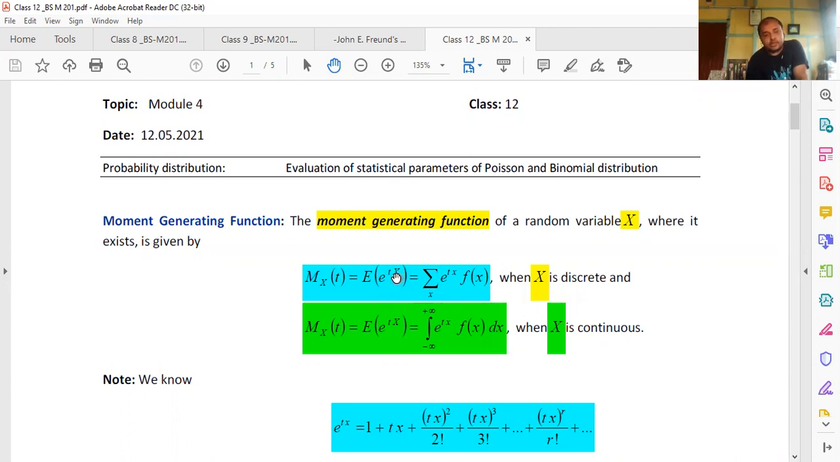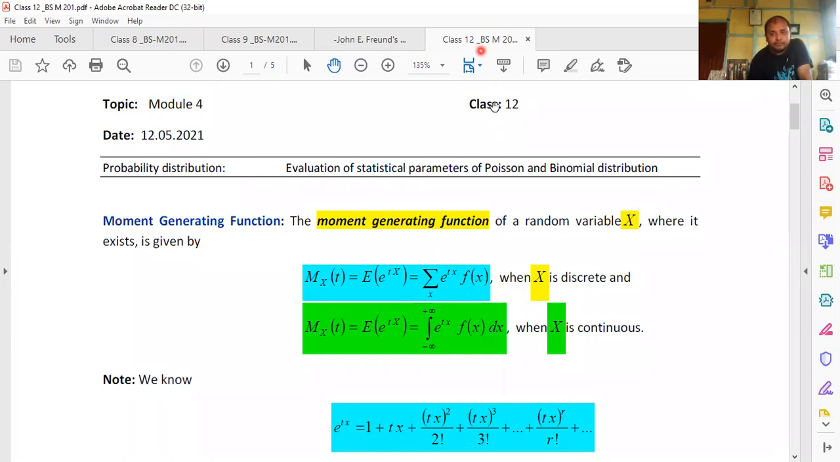Remember, this is not a mistake. I am intentionally writing it as capital X. The random variable capital X is being written over here because this is just an expression. It is not a calculation. In the calculation part, I have replaced the capital X by small x.